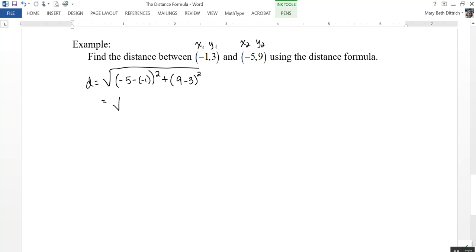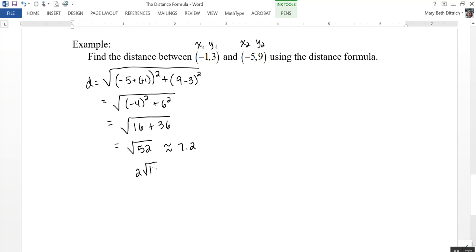That's going to give me the square root of -4 squared plus 6 squared, which is equal to the square root of 16 plus 36, which is equal to the square root of 52, which is approximately 7.2, or if I want to simplify that radical, that's going to give me 2 square root of 13. So in this video, we took a look at the distance formula and how it's related to, or actually more specifically derived from, the Pythagorean theorem.